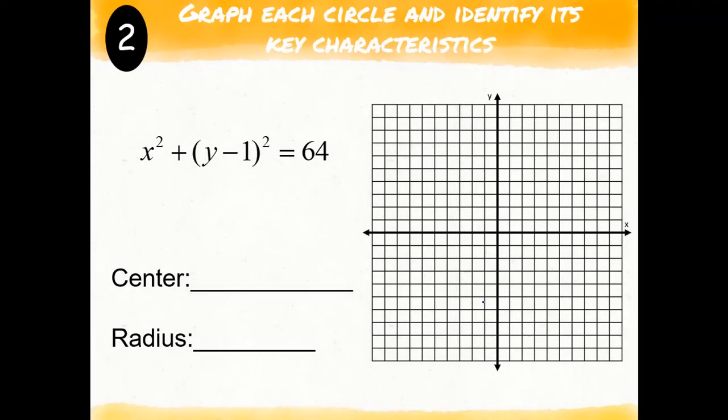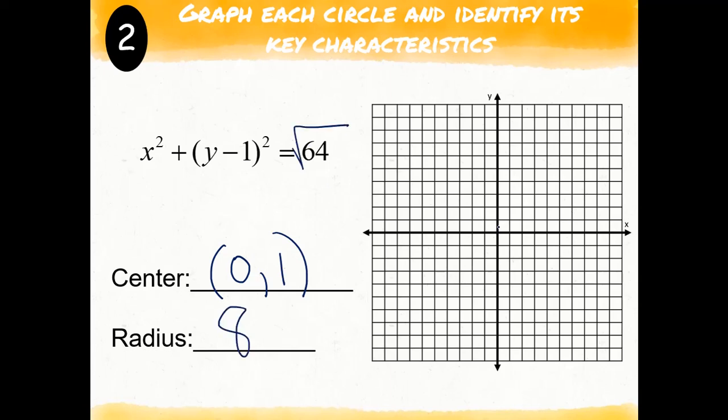Now, again, I have to identify the center and the radius. But this guy doesn't have a center. There's nothing with the x. Oh, that's got to mean it's 0, right? So my center on this guy is 0, comma. Now remember, it's opposite sign, so it's going to be 1. My radius is the square root of 64, which is 8.